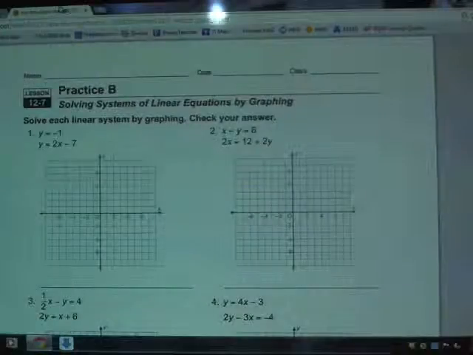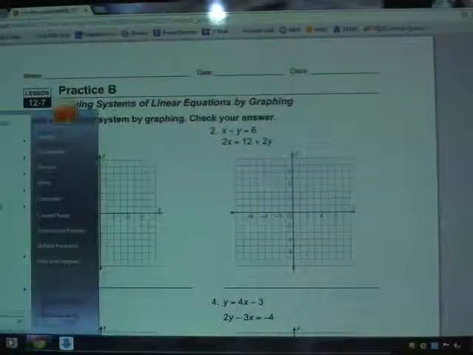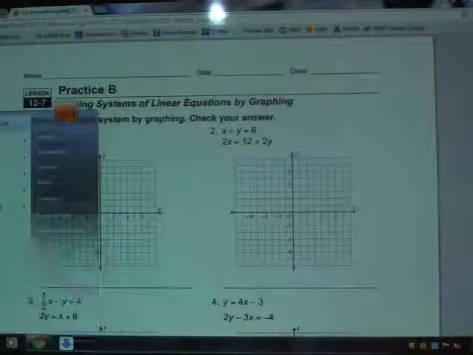As far as checking our answer, what that means is once we find the values for x and y, we're going to plug those back into each equation and make sure the left side equals the right side. Not going to spend so much time focusing on that as we will actually solving the system.